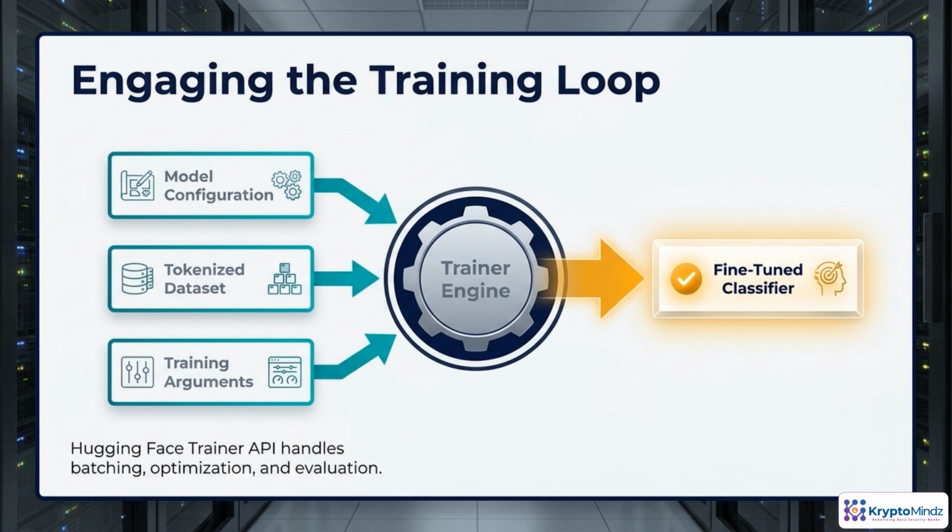The Trainer is your high-level training engine. You bring 3 things: a configured model, a tokenized dataset, and training arguments that define hyperparameters, batch size, logging, and evaluation strategy. Trainer then handles the whole loop: batching, forward and backward passes, optimization steps, evaluation, and checkpointing. You call trainer.train, monitor loss and metrics, and stop when performance plateaus, leaving you with a fine-tuned classifier ready to use.